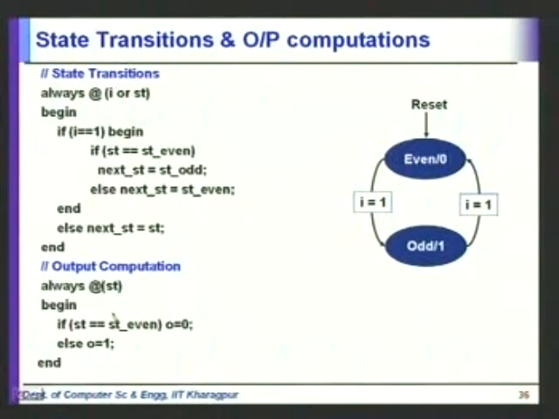Now let's look at the state transition function. This is a state transition function where always at a change of the input or a change of the state, we do the following thing. If I is 1, that means that we have got another 1 in the input. Then if the state is even, we change the state to odd. In other words, we assign the next state to odd, and otherwise the next state is assigned to state even. Now remember that this assignment of the next state will take place in the next clock cycle, in the next positive edge of the clock, not immediately.